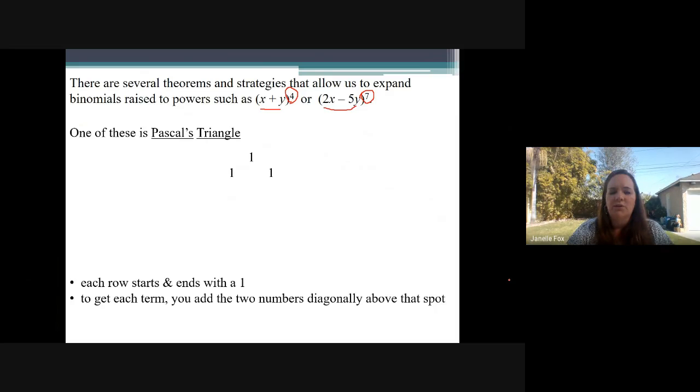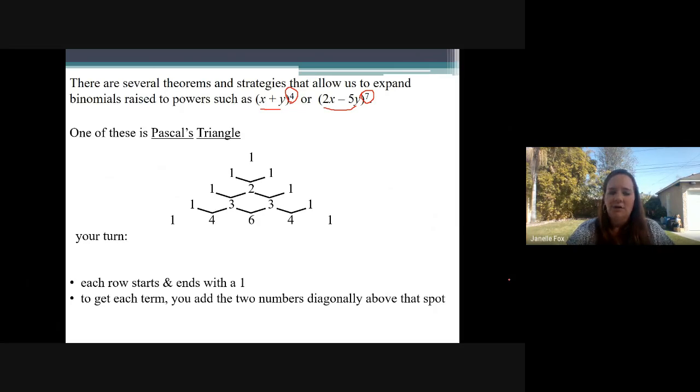To get each term, you add the 2 numbers diagonally above that spot. So you start with a 1, then you add the 1 and the 1 to get 2, and you end with a 1. Then you start with a 1, add 1 and 2 to get 3, add 2 and 1 to get 3, and end with a 1. Let's do one more row. You start with a 1, add 1 and 3 to get 4, add 3 and 3 to get 6, add 3 and 1 to get 4, and end with a 1.